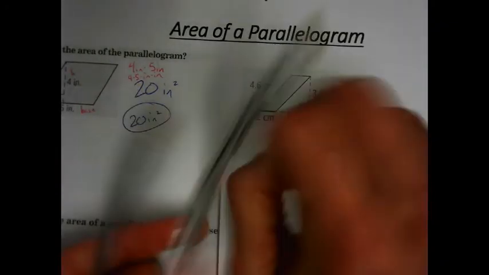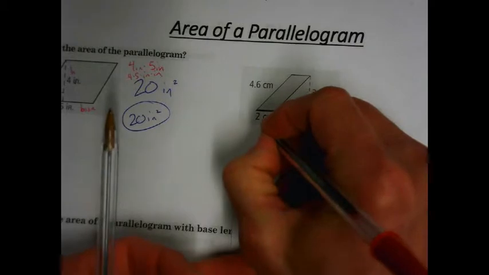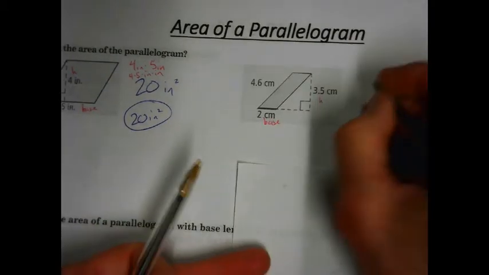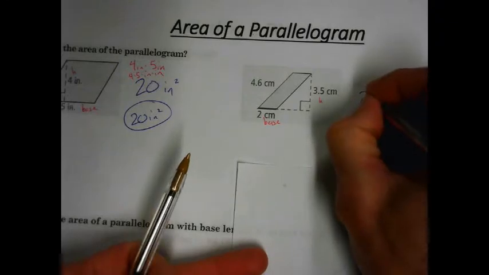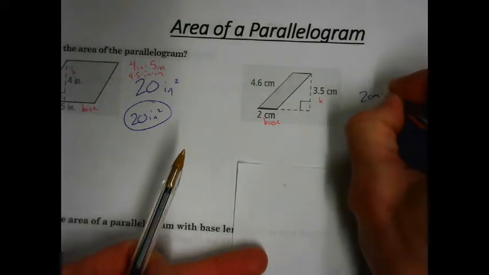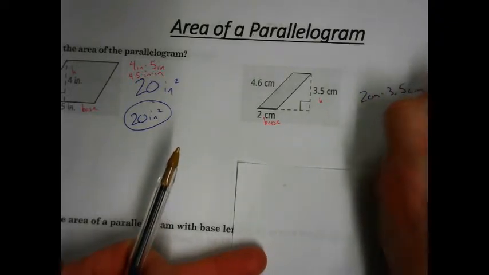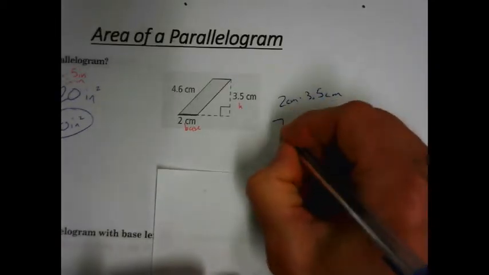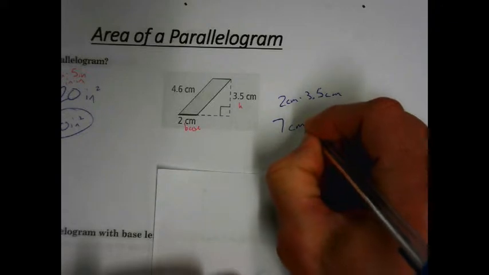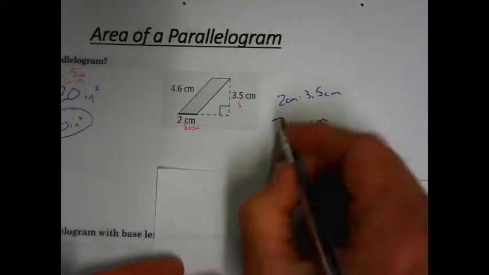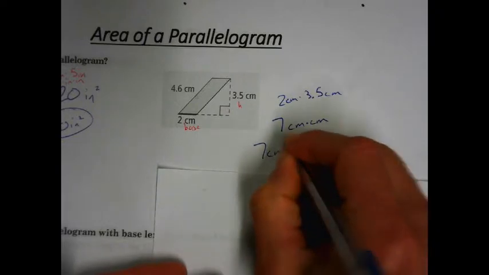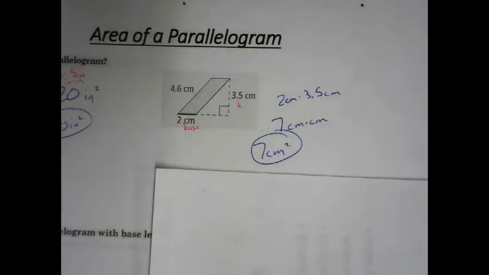That's our base. And the 3.5 centimeters is the corresponding height. And so we're going to multiply 2 centimeters times 3.5 centimeters. Okay, so that's 2 times 3.5, which of course is 7, right? But we have centimeters times centimeters, which gives us, again, the area unit, the square unit. So that's 7 centimeters squared. Units matter, folks. Don't mess that up.